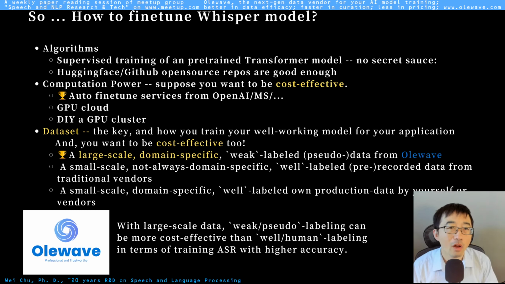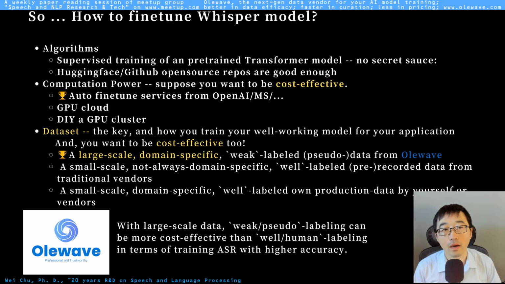So how to fine-tune? You have to pay attention to three factors. First, algorithms. Interestingly, right now, if you are fine-tuning the Whisper model, there's no secret sauce, because it's just layers of transformer blocks: 6 layers of transformer blocks in the encoder and another 6 layers of transformer blocks in the decoder. And there's no language model.